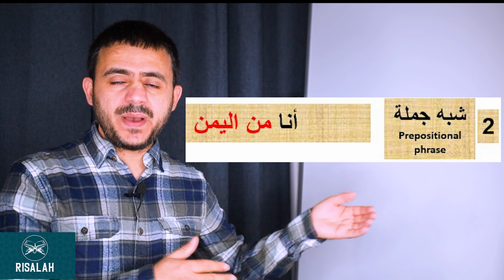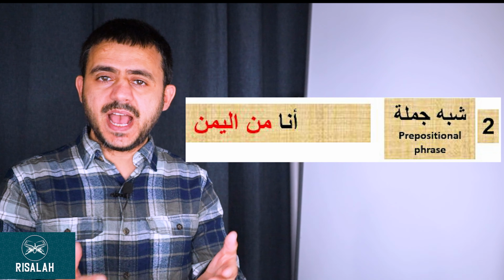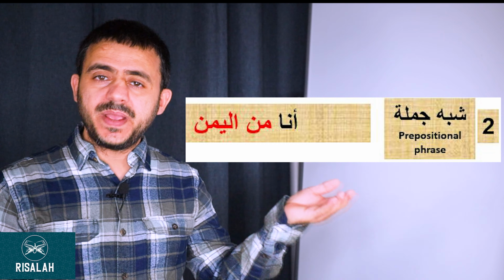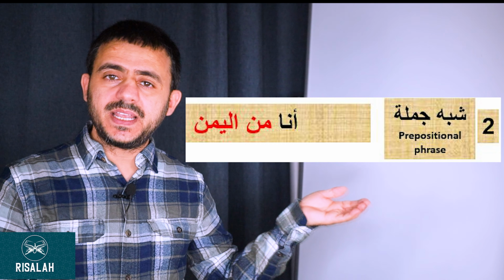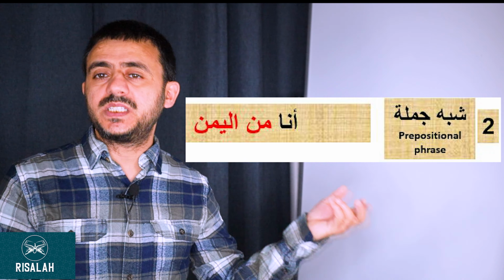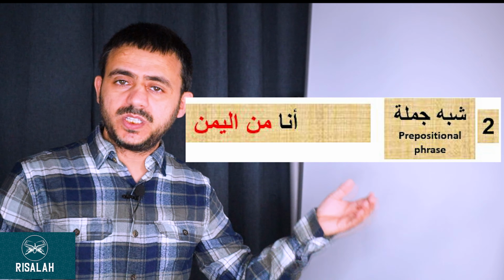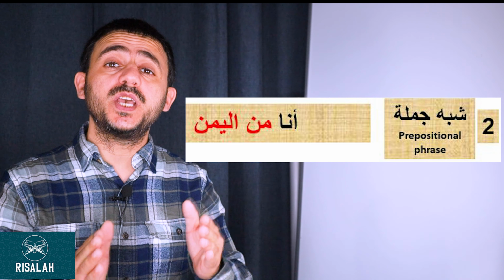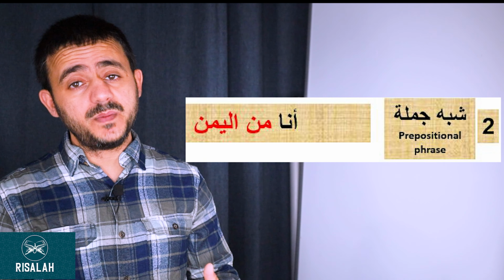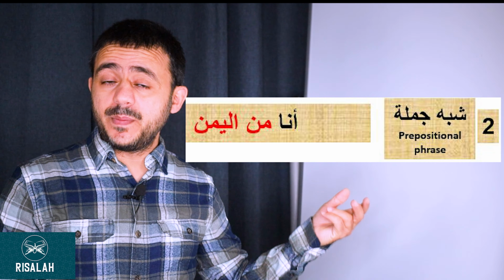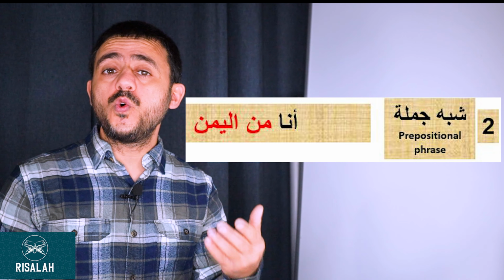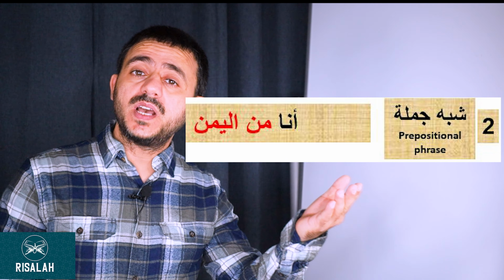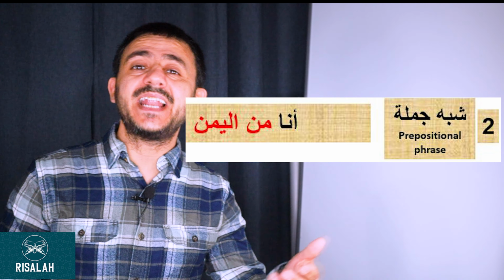Another example. Ana min al-Yaman. Ana is a pronoun in the place of al-mubtada. And then min al-Yaman, min as a preposition, and then al-Yaman is a noun. That's a prepositional phrase. In Arabic, they refer to it as shibh jumla. So when you read in the Arabic grammar, you will find that khabar can be a noun or a shibh jumla. That's a prepositional phrase, either with a preposition or an adverb.